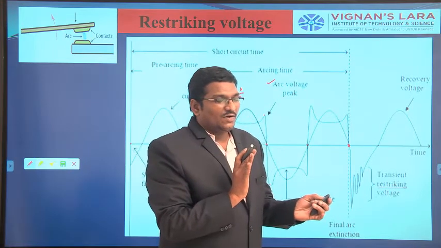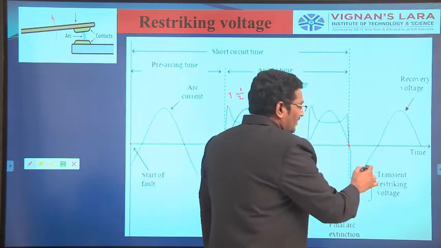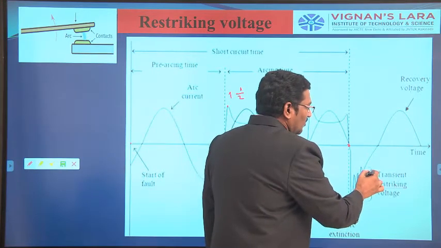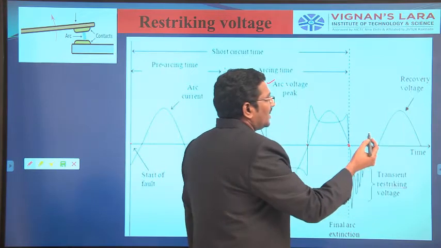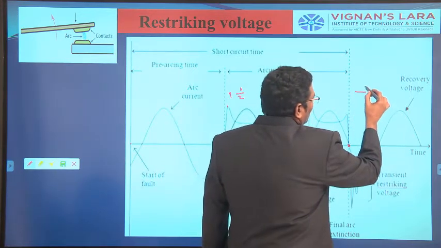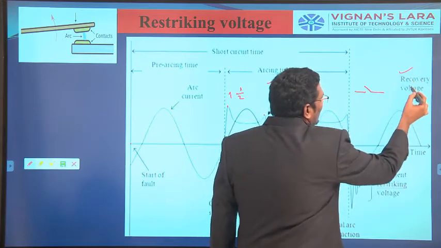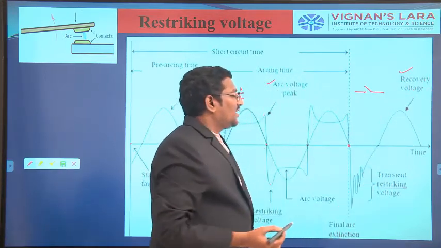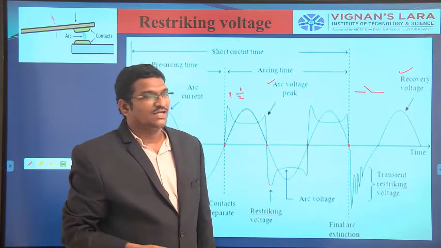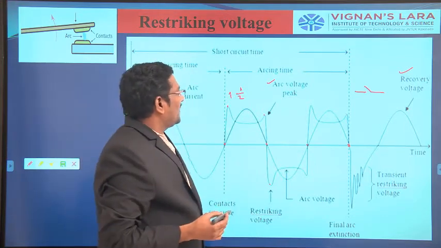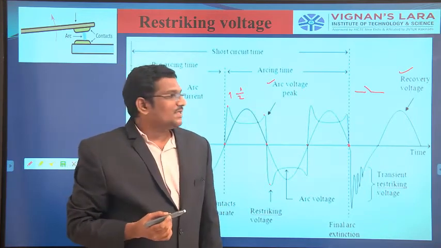There is no current flowing from the fixed contact to the moving contact. After these oscillations die out, a voltage appears across the fixed contact and moving contact of the circuit breaker. That voltage is called the recovery voltage. The recovery voltage is approximately equal to the system voltage, meaning the normal voltage. So these are the three important voltages we need to understand in circuit breakers.